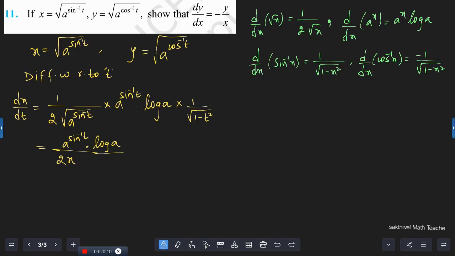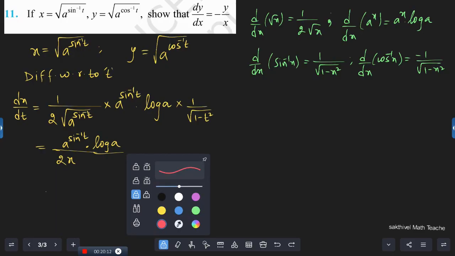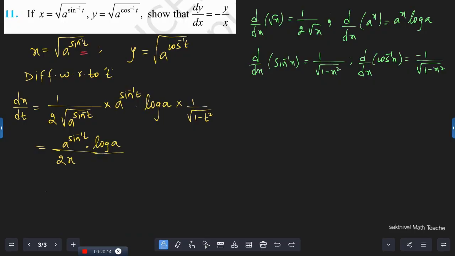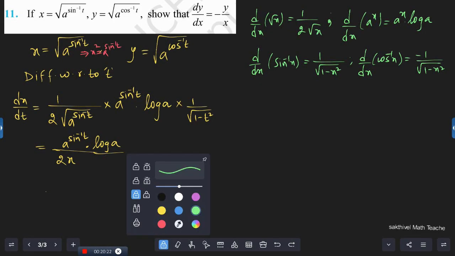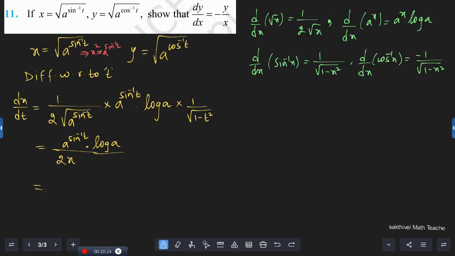Okay, I will do one step then. Children, if you square, x square is equal to what I am getting? A power sin inverse t, without a root you will be getting. So this I will write directly. Instead of a power sin inverse t, now what we can write? X square you can write.